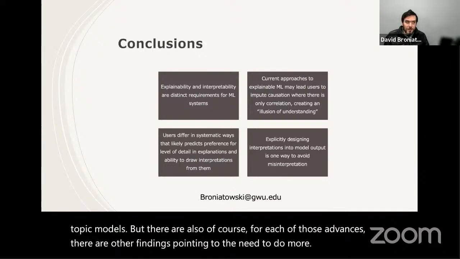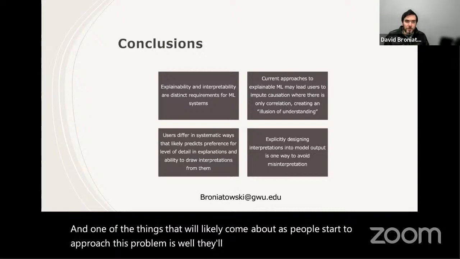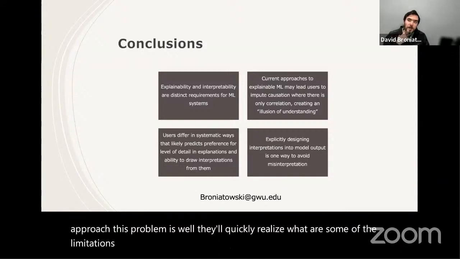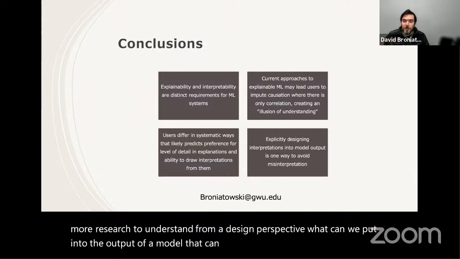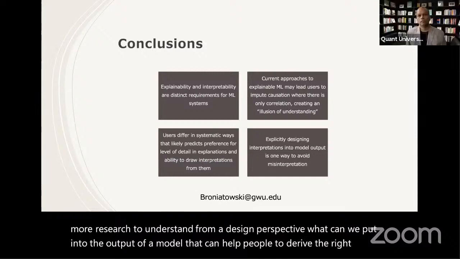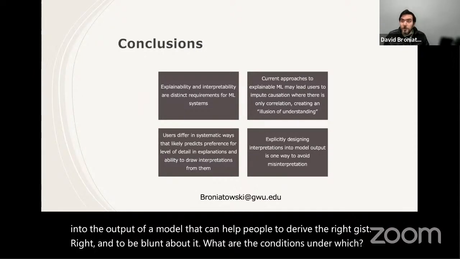And one of the things that will likely come about as people start to approach this problem is that they'll quickly realize the limitations of algorithmic approaches. And I think we still need to do a lot more research to understand, from a design perspective, what we can put into the output of a model that can help people to derive the right gist. Right. And to be blunt about it, what are the conditions under which people can draw the wrong conclusions?